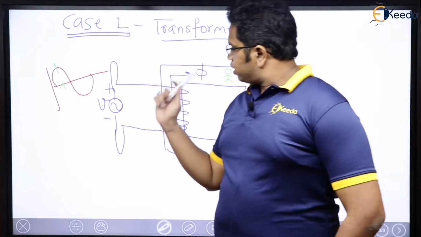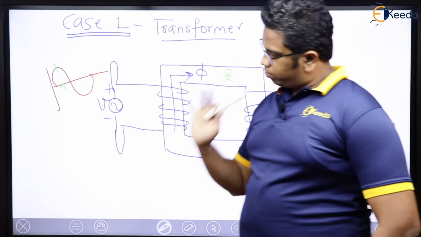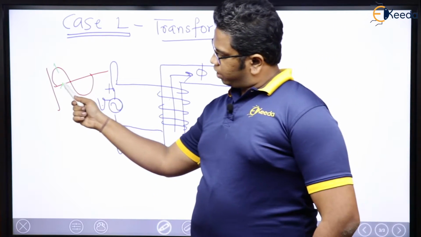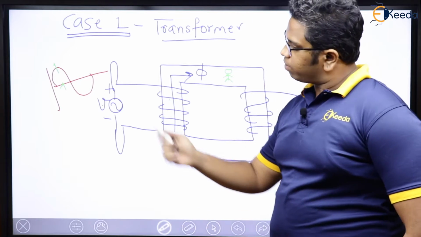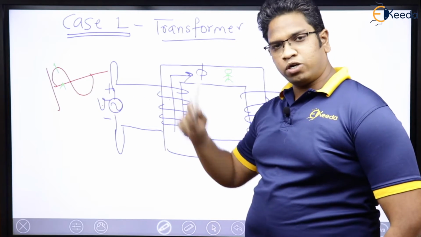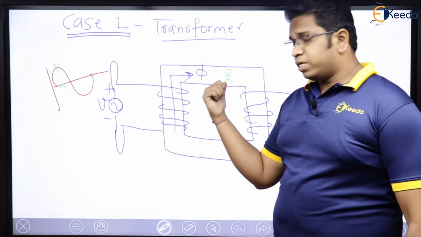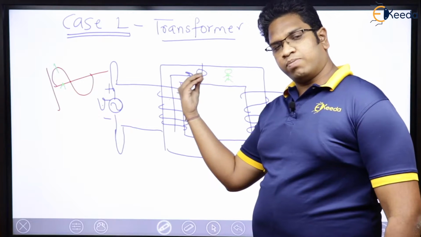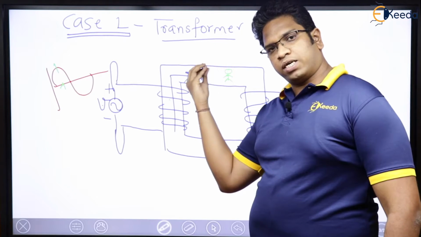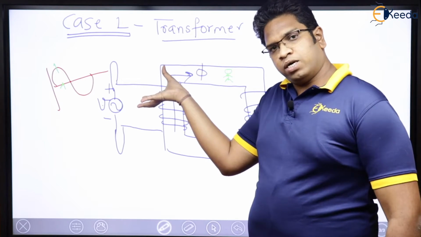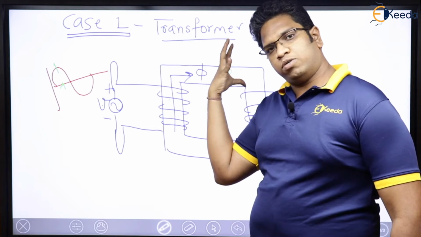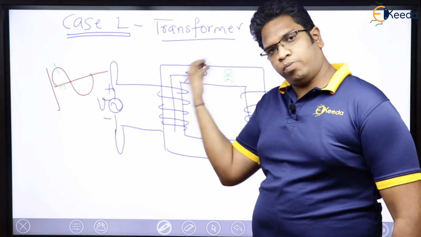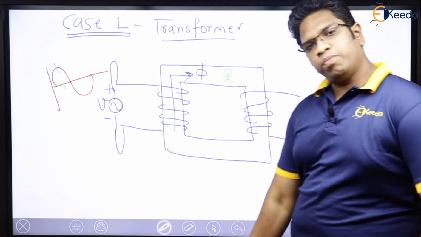I know that this particular flux at time 0 is going to be 0. At some time, it is going to be positive maximum. After some time, it is going to be 0. After some time, it is going to be negative maximum. Means, sitting here, I will observe that the flux is 0, after some time positive maximum, again 0, negative maximum, again 0, positive maximum, and so on: 0, positive max, 0, negative max, 0, positive max. This is how the flux will be.